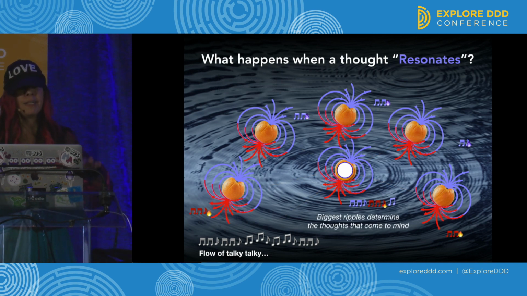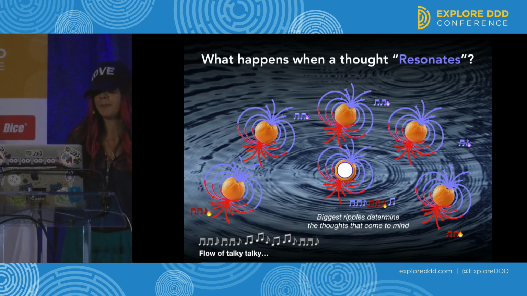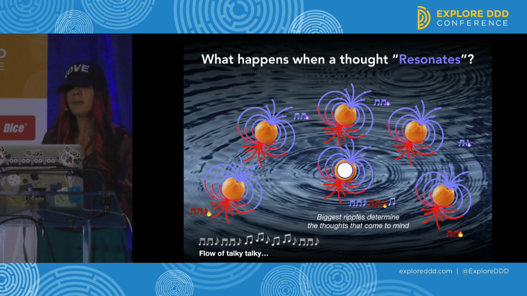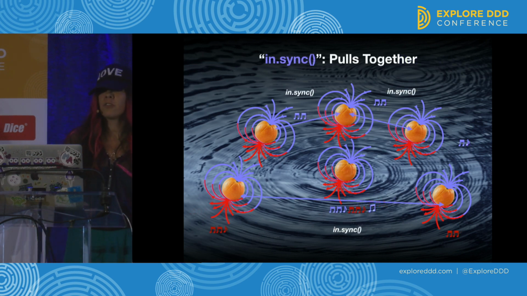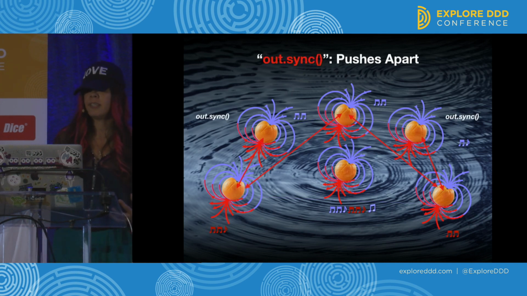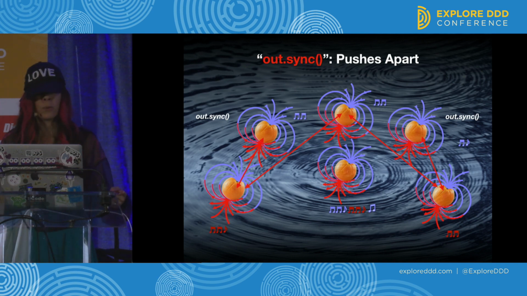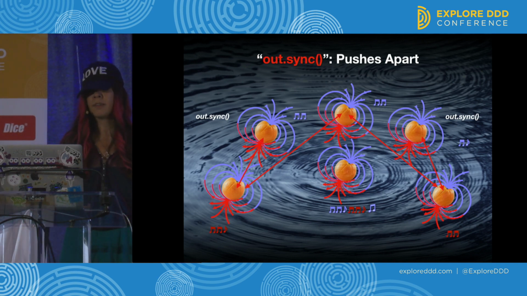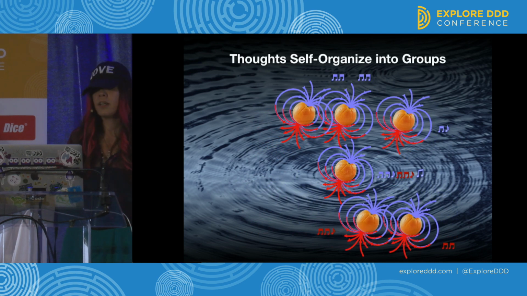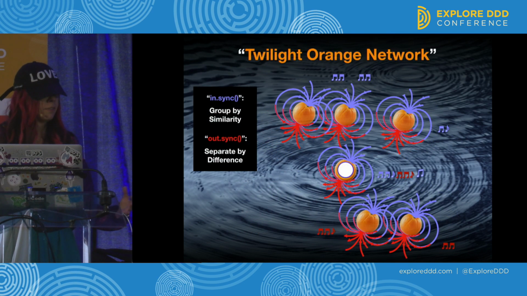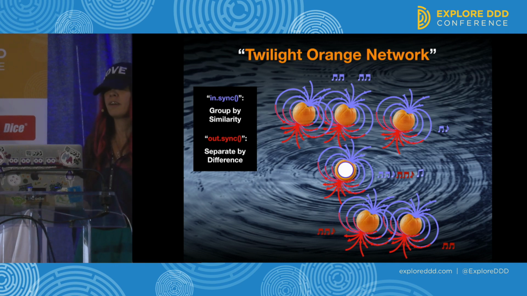And then the biggest ripples you can imagine in the water determine the thoughts that end up coming to mind. And remember, now these things can move in space. So when two things are in sync, they pull together. And when two things are out of sync, they push apart. So here we had two things that resonated with discord, but those things kind of get pulled together. And now the thoughts can self-organize into groups. So in sync, you have this group by similarity effect, and out of sync, you have a separate by difference effect.